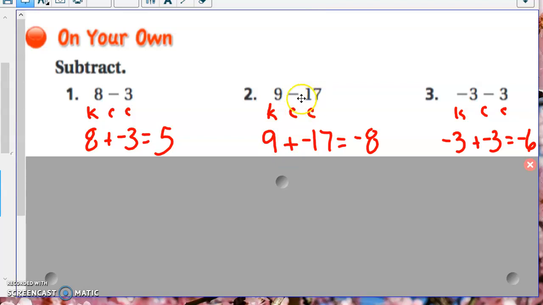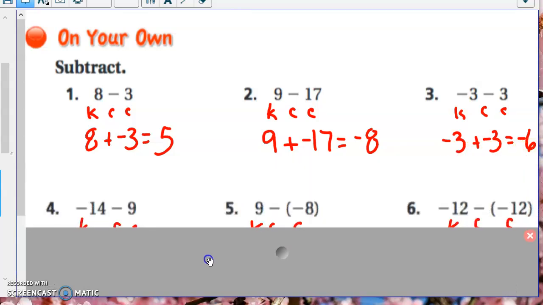Again, 9 stays the same. Minus turns to plus, and the opposite of 17 is negative 17. So these have different signs, so I would subtract, and I use the sign of the bigger number, so that gives me negative 8. Again, negative 3 stays the same. The minus sign turns into a plus. The opposite of 3 is negative 3. Then I have same sign, so I add and keep the same sign, which gives me negative 6.